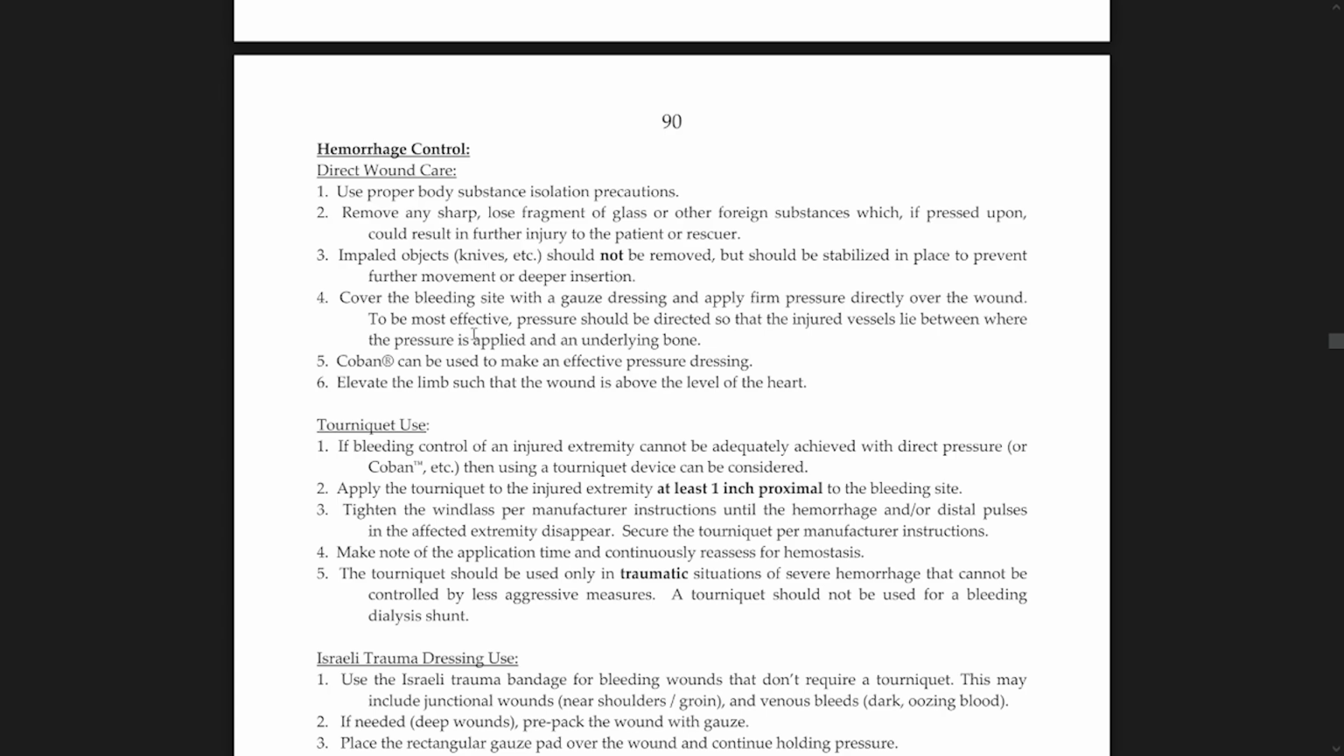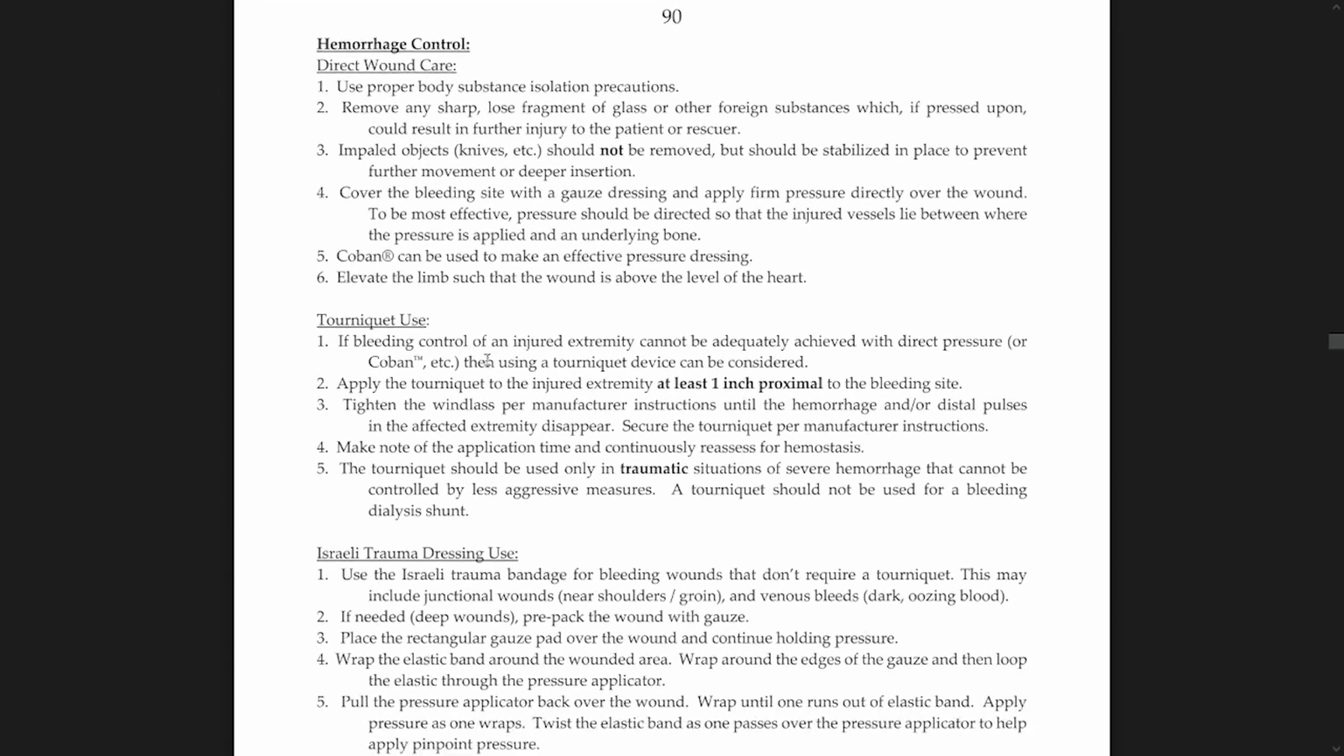To be the most effective, you want to apply pressure directly so that the injured vessels lie between where the pressure is applied and an underlying bone. Coban can be used to make an effective pressure dressing. Elevate the limbs such that the wound is above the level of the heart.